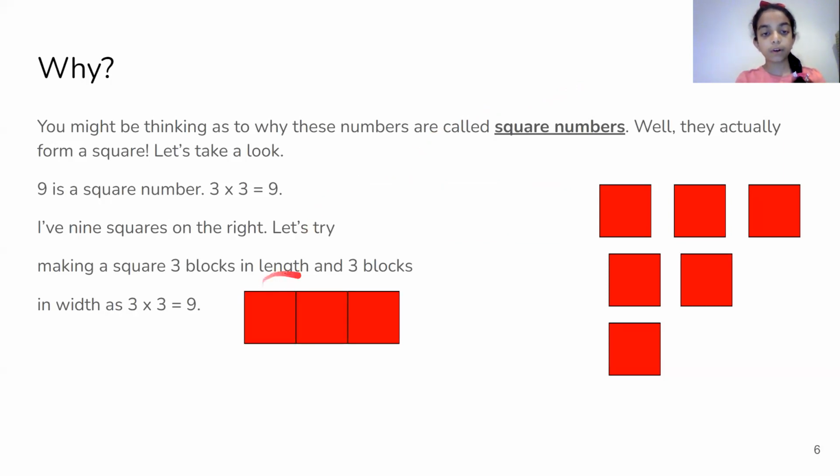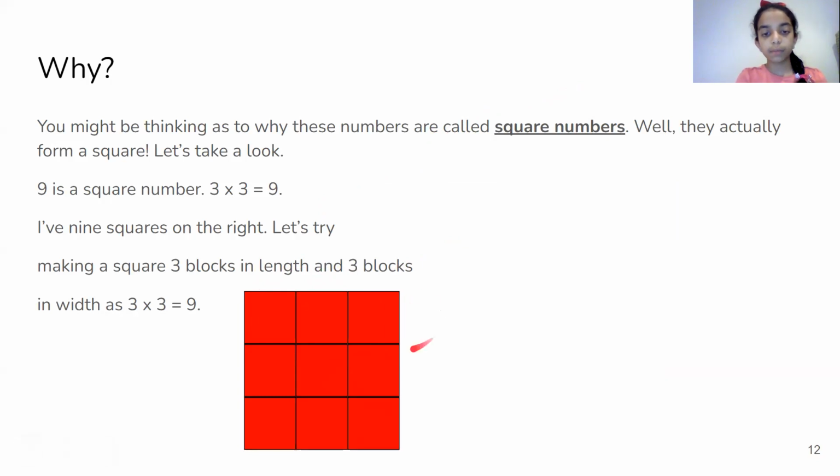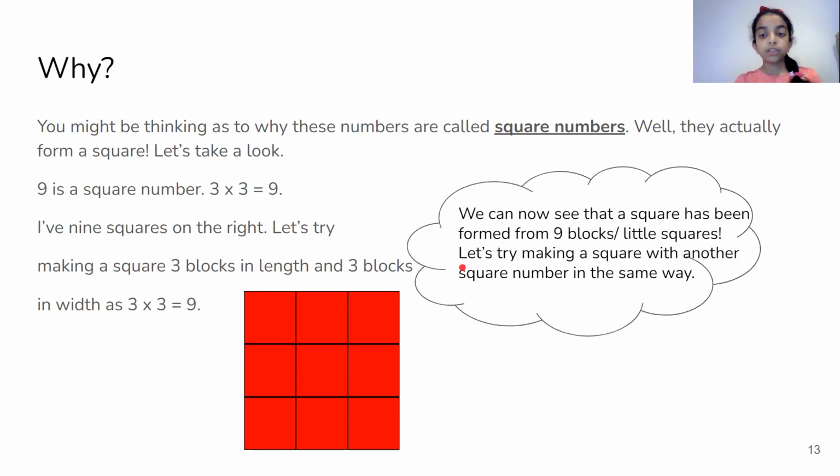So I've got my 3 blocks in length: 1, 2, 3. Got my 3 blocks in width: 1, 2, 3. Okay, so we can now see that a square has been formed from 9 blocks or little squares. So let's try making a square with another square number in the same way.